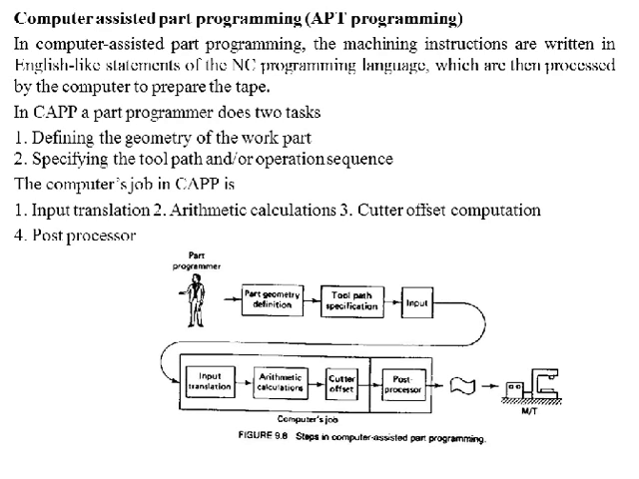Then what is the work of the computer? The work of the computer is to do the input translation, then check for any arithmetic calculation, check for the cutter offsets, then all this information will be sent to a post processor. It will process according to the information received and then send it to the machine tool, wherein the machine tool will act accordingly. So the tool will be given some motion and the tool will move and perform the required task.